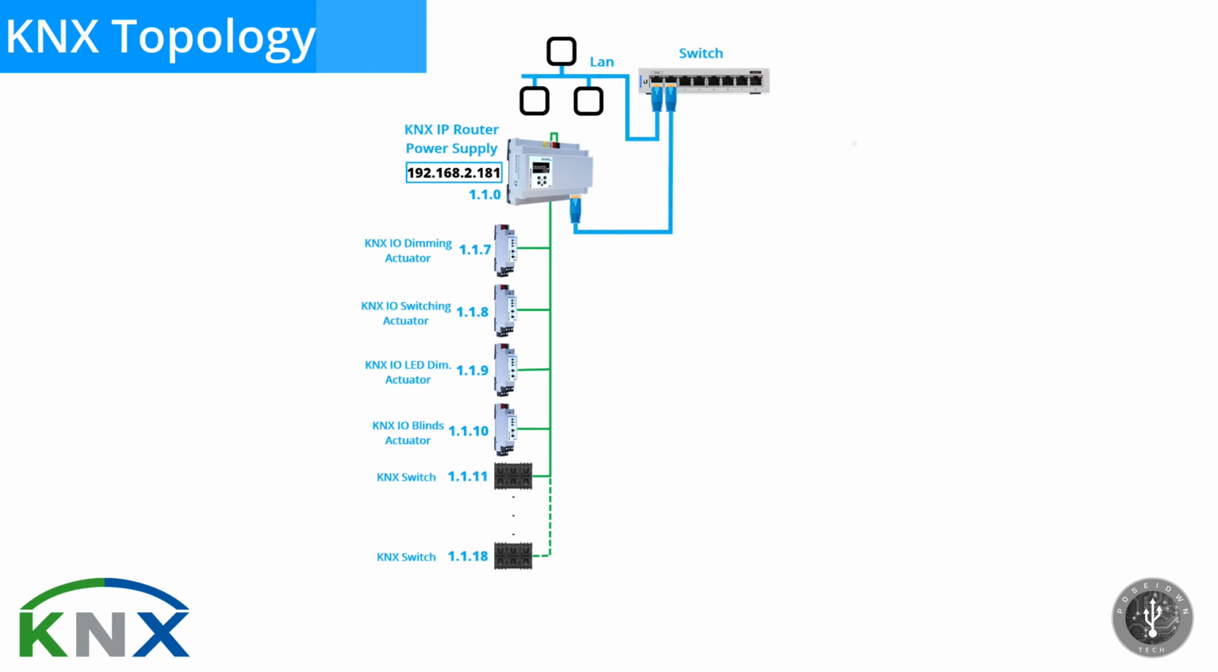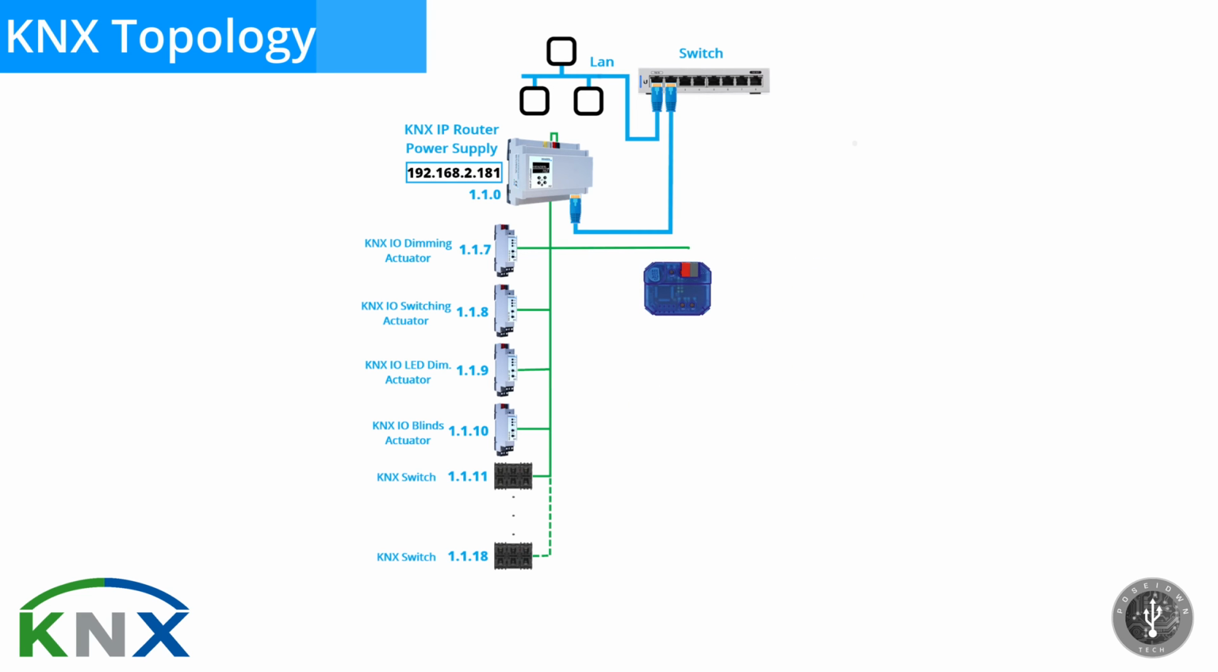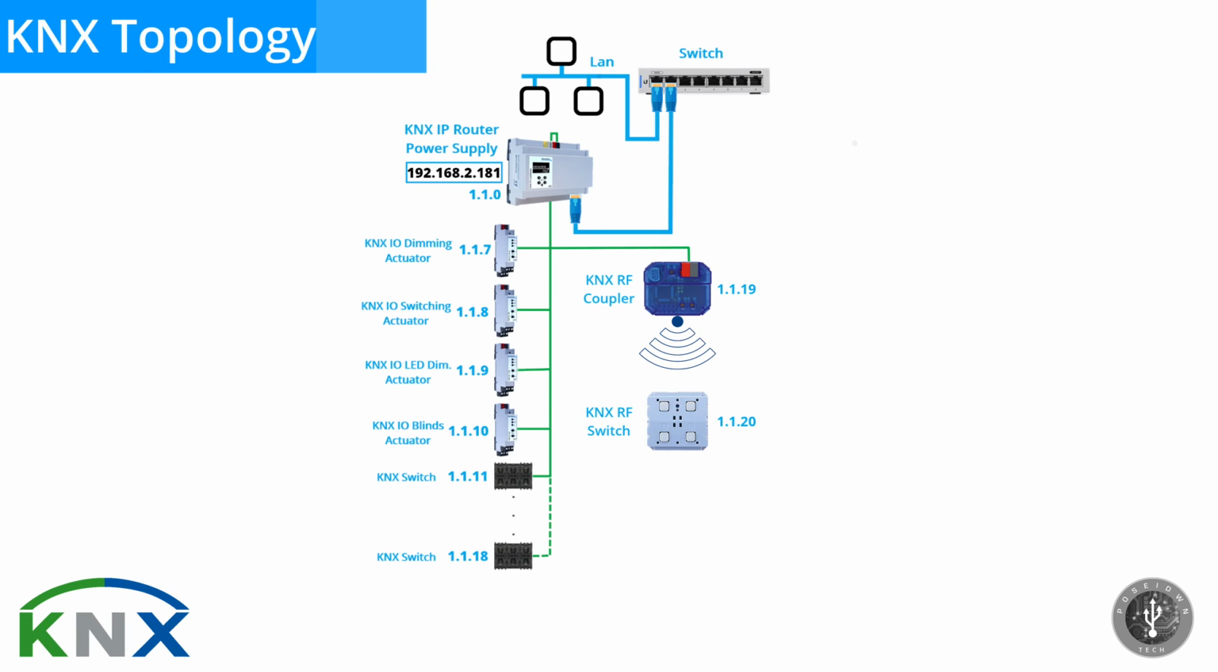In today's episode, we will talk about a new feature of ETS6, the segment couplers. A segment coupler is an extension of a coupler that connects line segments together, regardless of their media type. For example, with a segment coupler, we can extend a KNX twisted pair line with RF devices, and that will be the goal for today's episode. Without further ado, let's get started.